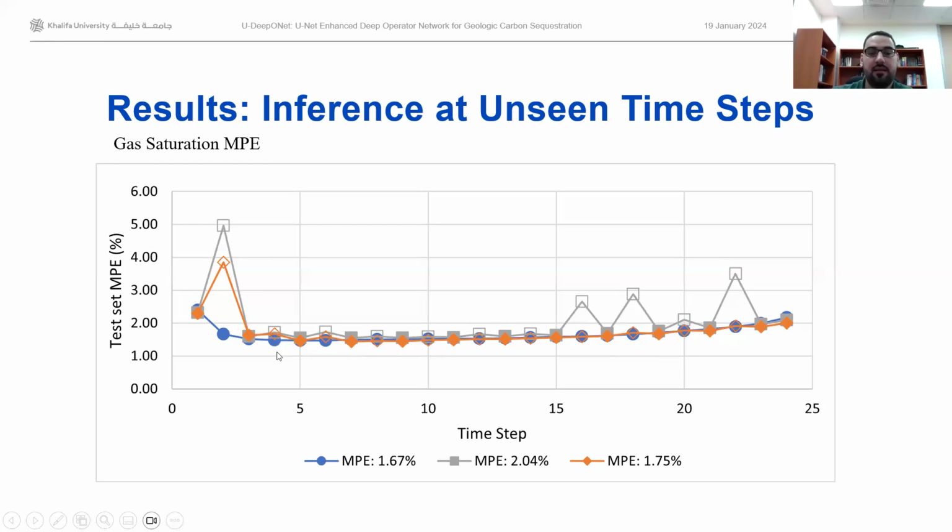We see here that the gray line reflects the same exact architecture that we have been examining so far for the U-DeepONet. And we can see that the U-DeepONet can usually generalize very well and maintains its accuracy when generalizing to unseen time steps. These are the halo squares here.